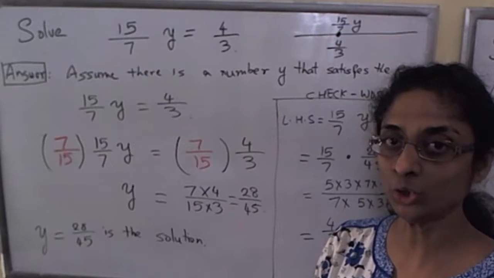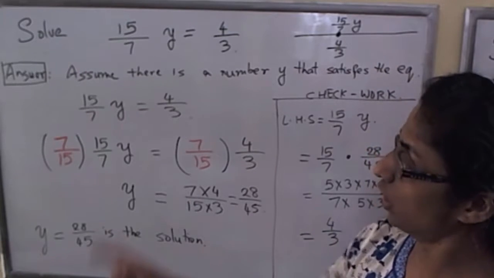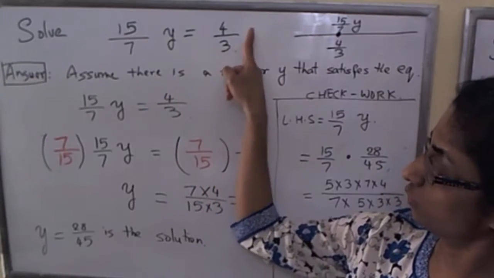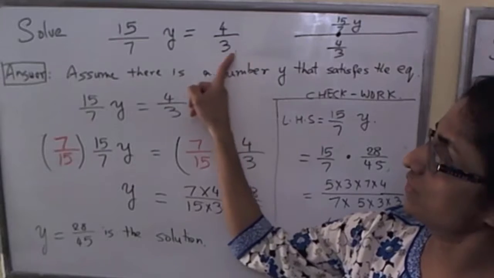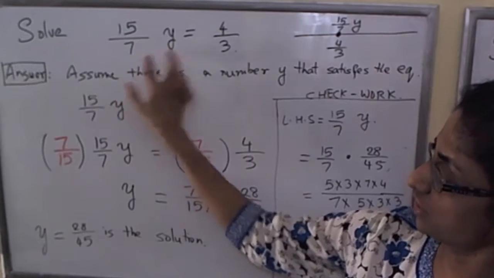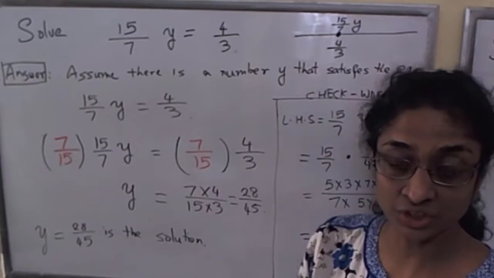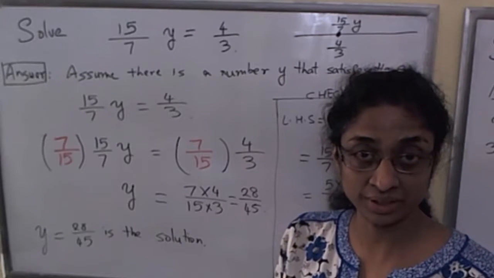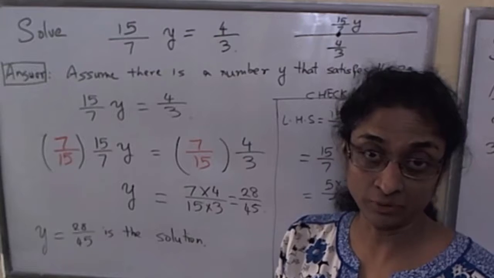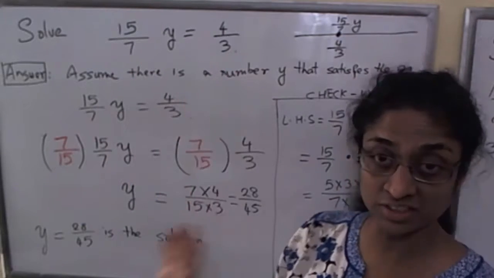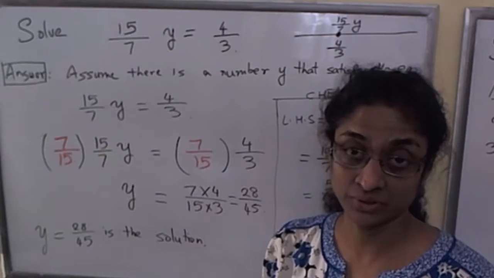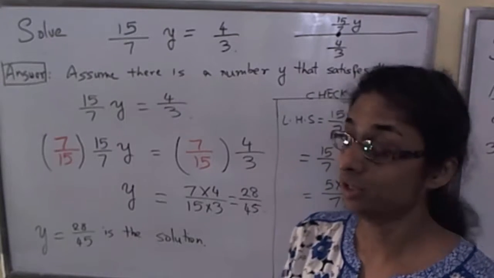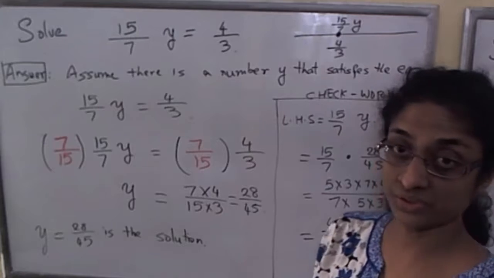Hi, in this video, let's discuss how to solve such an equation. 15 over 7y equals 4/3. So we right away notice we have fractions in the equation and we want to handle those fractions efficiently. Don't even think about converting those fractions into decimals or mixed numbers. That is not an efficient way to handle fractions. So this is how we're going to proceed.